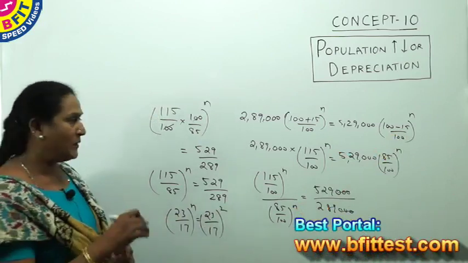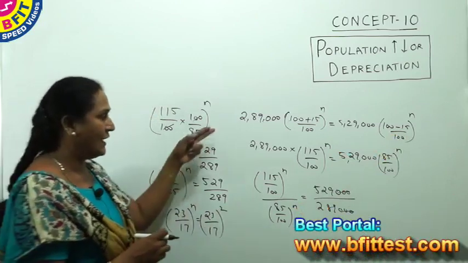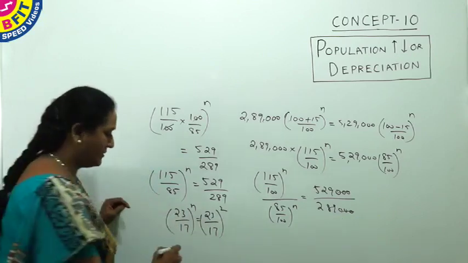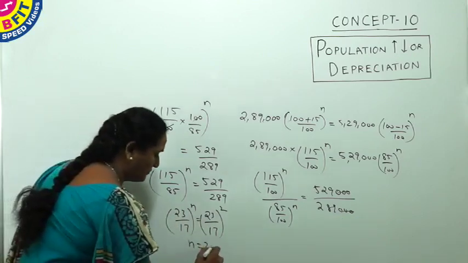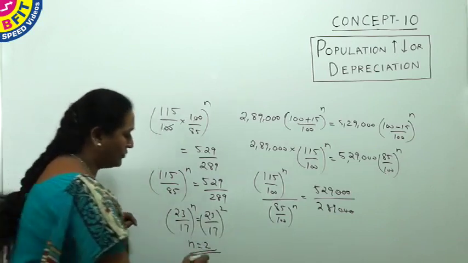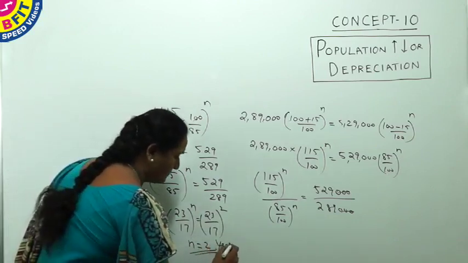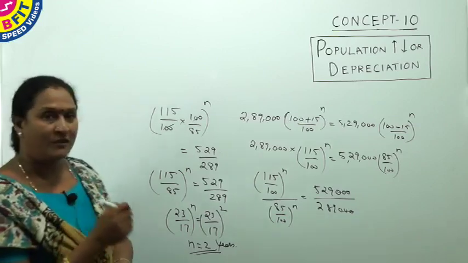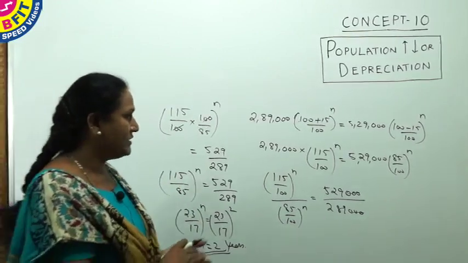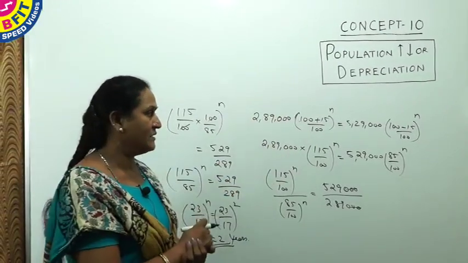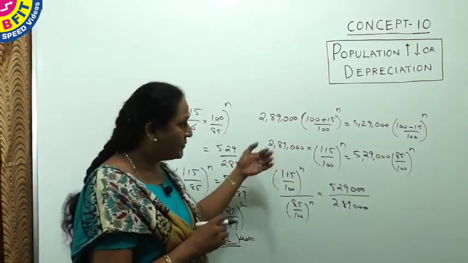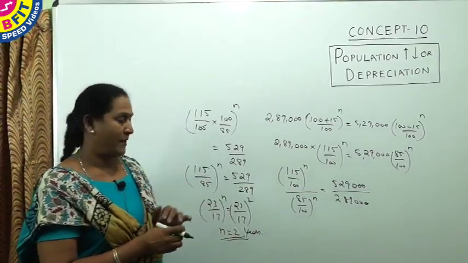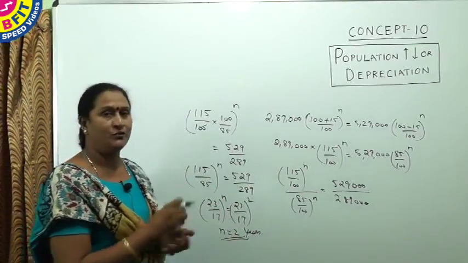Now after how many years will the worth of the land and the house become the same? Cancelling the base, n equals 2. So after 2 years, both the values will be the same. The value of the land appreciates every year by 15% and the value of the house depreciates 15% every year, so the value will be the same after 2 years.